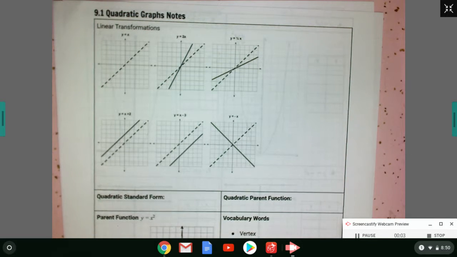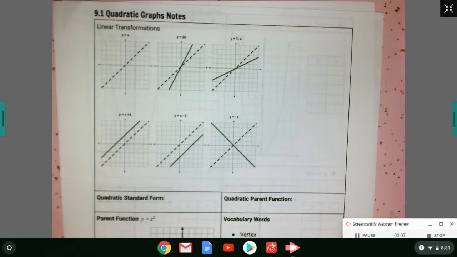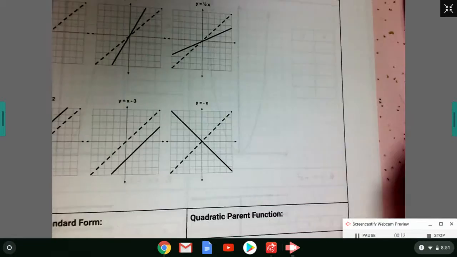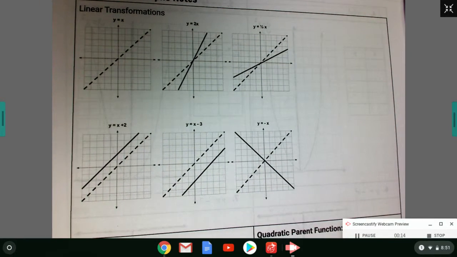We're going to do our notes on section 9.1, quadratic graphs. Before we jump into quadratic graphs, I want to remind ourselves of some stuff about lines. Before we do something unfamiliar, let's remind ourselves of something a little bit more familiar.